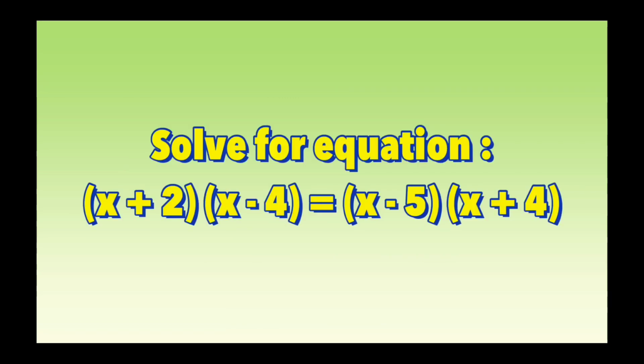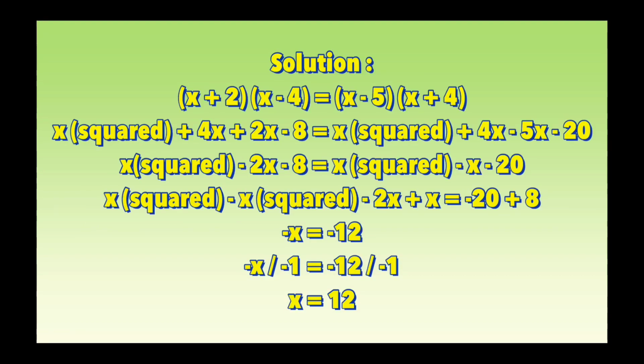Okay, next problem. Solve the equation: the quantity x plus 2 times the quantity x minus 4 equals the quantity x minus 5 times the quantity x plus 4. For our solution, we have to simplify, meaning we're going to remove the parentheses of each quantity.